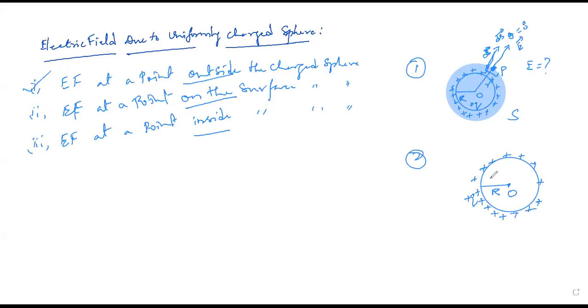Now, when the point lies on the surface, either I can take it here or here or here, wherever you want. But the meaning is that it is on the surface. That means from here to here, or from here to here, the distance is similar. The radius will be similar. So the radius will be how much? Capital R only. So when the point lies here, the Gaussian surface also should be taken on this sphere itself. So in this case, small r should be equal to capital R.